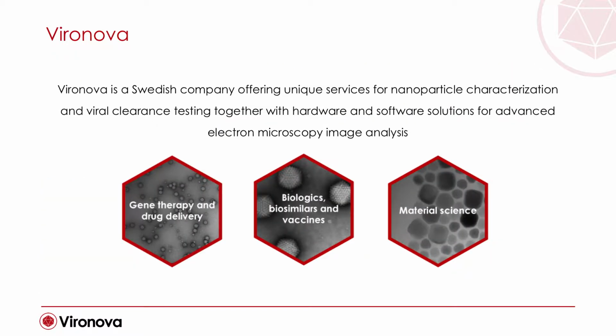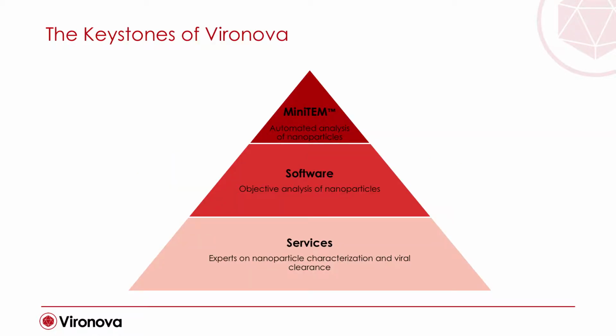First of all, a few words about our company. We are located in Stockholm in Sweden. And the company is specialized in services for the characterization of nanoparticles using electron microscopy. And we are working in fields as broad as gene therapy, vaccine, and material sciences. The company started a bit more than 10 years ago with the imaging services in electron microscopy. And we first started to do some services for imaging of samples for biological companies.